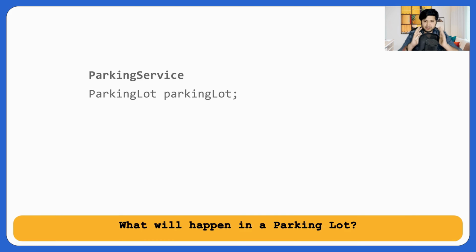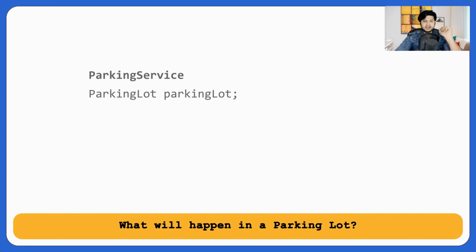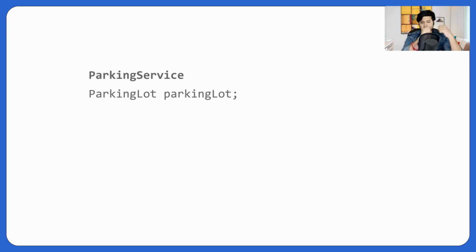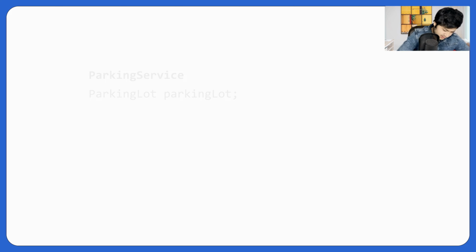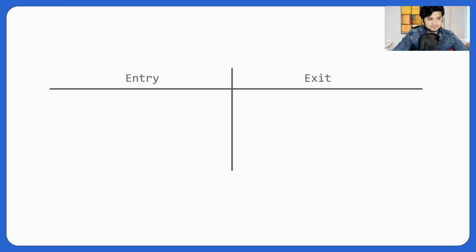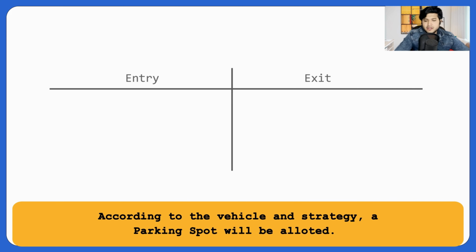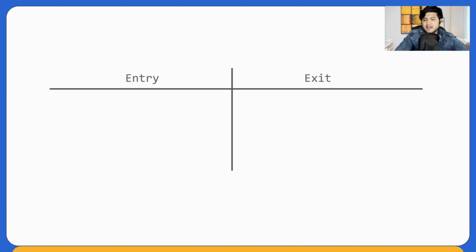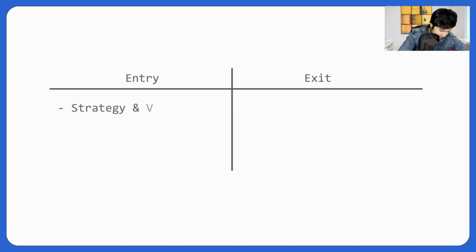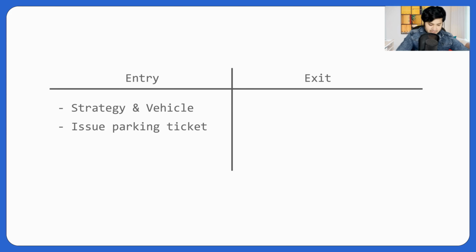Great. What will happen in a parking lot? So there would be two activities which I can think of: entry of a vehicle, exit of a vehicle. Okay, let's build it. First would be entry and second would be exit. These would be two activities that would be happening. So what would happen in an entry? First, according to the vehicle and according to the strategy, a parking spot would be allotted to this vehicle, right? And then a parking ticket would be issued, right? That is what would happen.